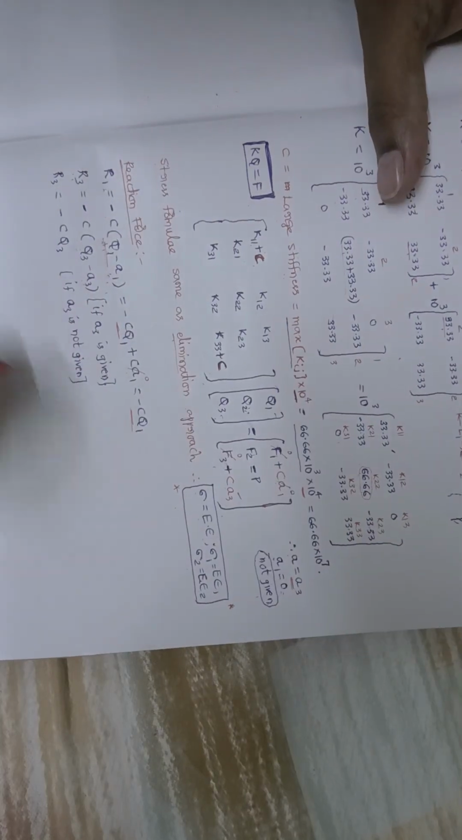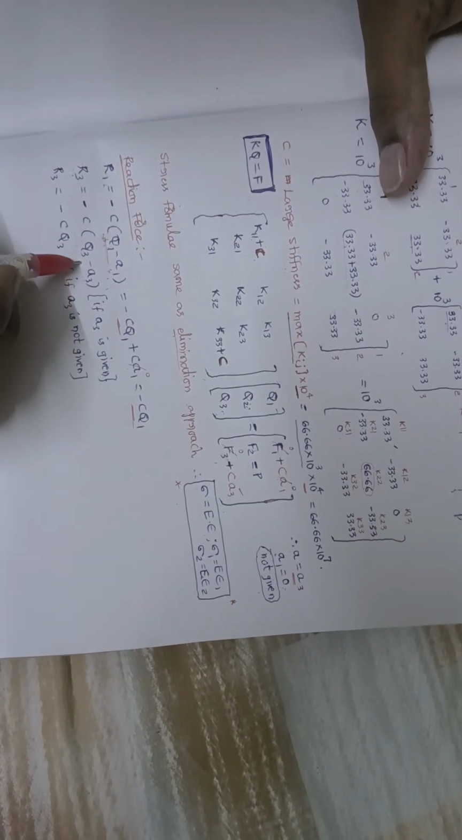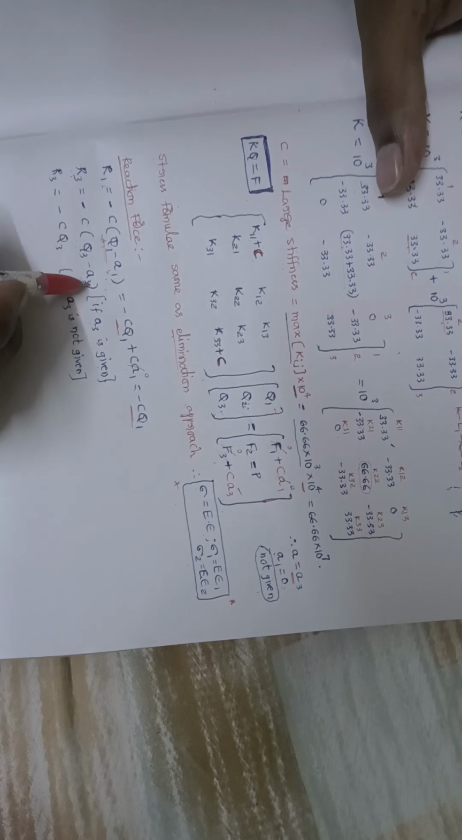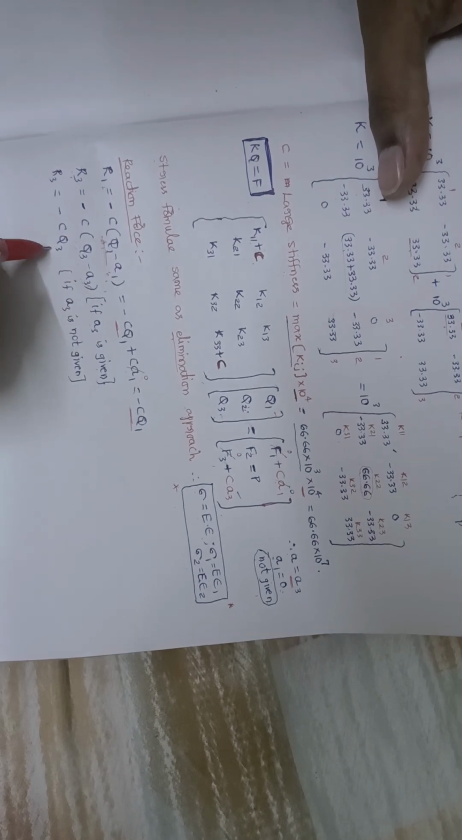See, if A3 is given, you will get this formula. Suppose if there is no A3, you will get this value. This is the formula. Let us see the problem. See here, this is the similar problem.